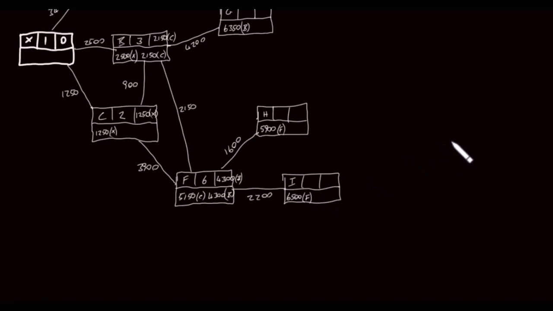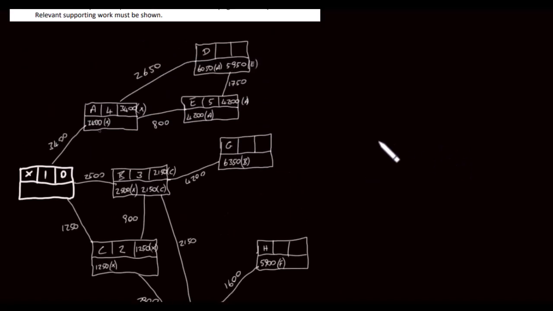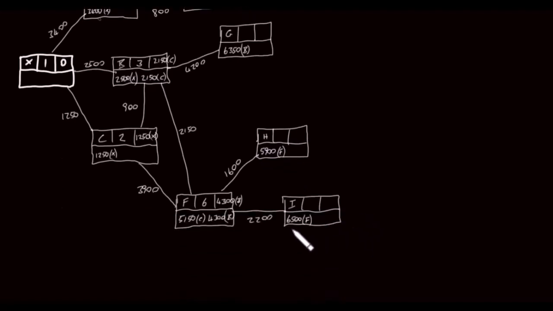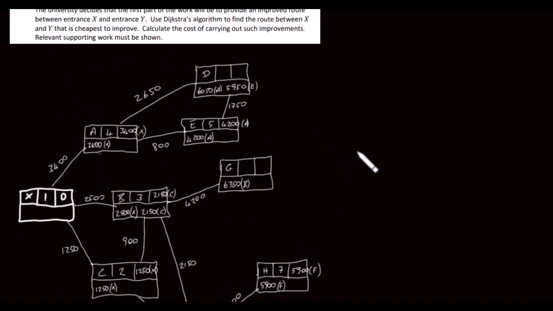Let's have a look at all our uncompleted nodes again. So let's see, we have up here 5,950, 6,350, 5,900. So this is the lowest so far, 5,900. We have 6,500. So H then is going to be our next one. Our last one was number 6, so this one here is going to be number 7. So let's put 7 in here, and it was 5,900, which came from F.